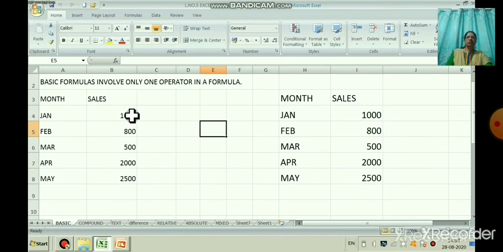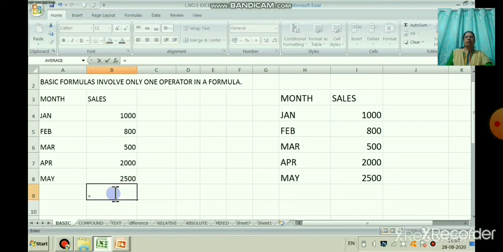If you are using B3 plus B4, that means the plus is here what? Operator. Okay. So, operators are symbols used in a formula to define a relationship between two or more cell references or between two or more values.